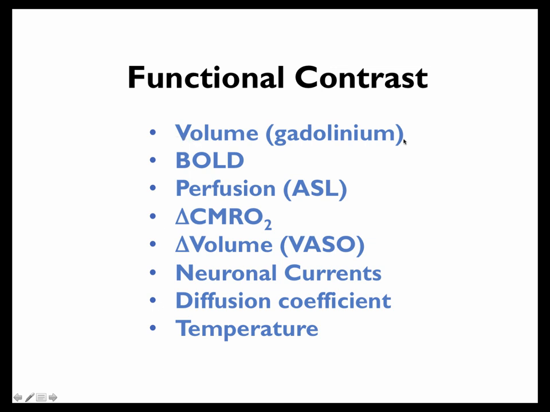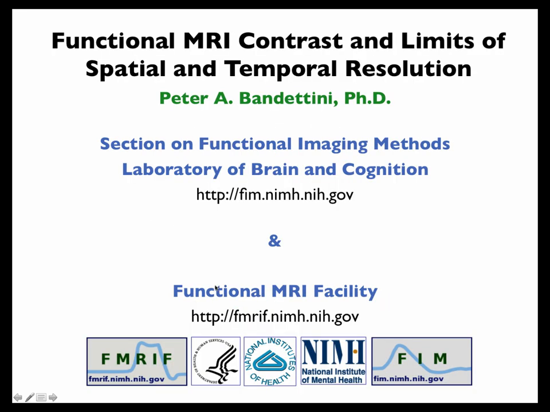Everything from blood volume, the first fMRI scan was with gadolinium, BOLD contrast, perfusion. By looking at the ratio of BOLD to perfusion with very specific types of modulations, you can actually look at changes in CMRO2, metabolic rate. You can also non-invasively look at blood volume changes with fMRI. These last three are a little bit more experimental. Some of them may never happen, and maybe all of them may never happen.